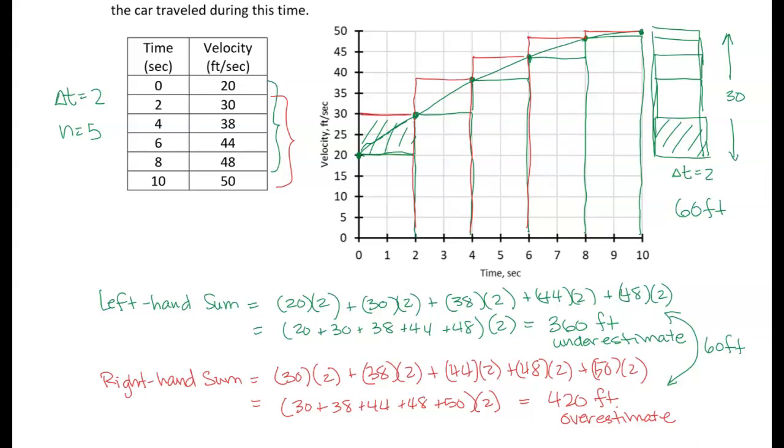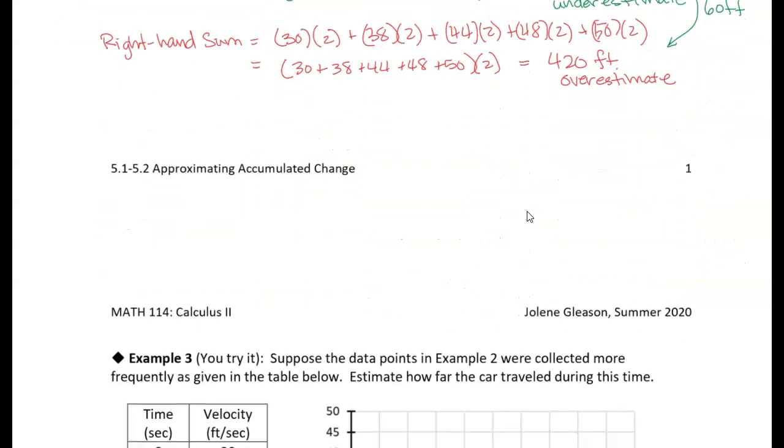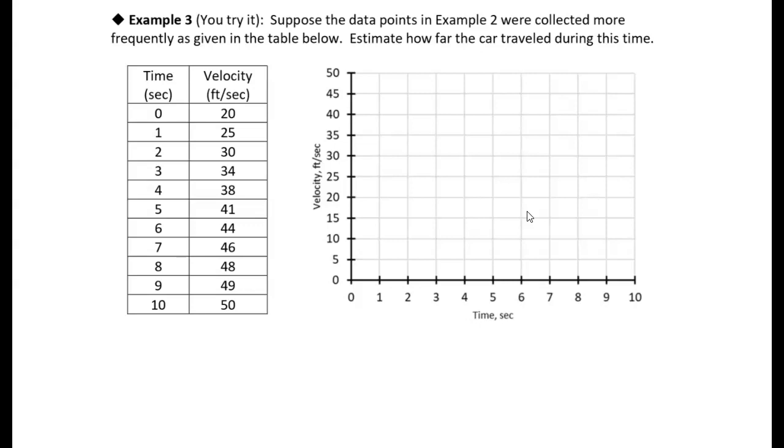Okay, so I'm going to let you take a look at this next problem, example 3. It's essentially the same problem, except that now we have more sampling. We have velocity taken every 1 second rather than every 2 seconds. So I want you to try this out. Try coming up with the upper estimate and the lower estimate, the under and overestimates, using the left and right hand sums.